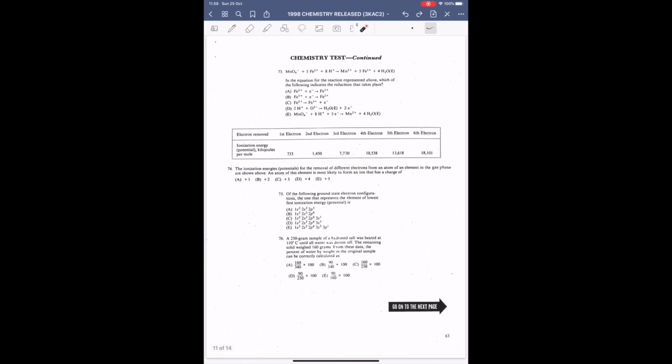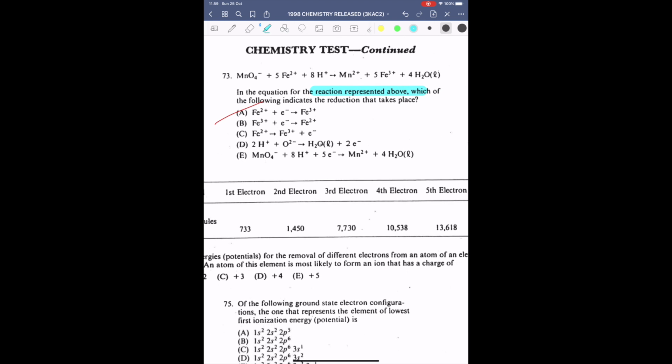Moving on to number 73. Number 73, we're looking for a reduction reaction. So let's see. Number 1 is basically counterintuitive, because if you add an electron to Fe2+, it should be Fe+, not Fe3+. That's incorrect. B. Okay, B, you add an electron and that turns into Fe2+, and gaining an electron is indeed a reduction, but here it's looking for the reduction that happens in the reaction represented above. And in the reaction represented above, there's no part that says Fe3+ plus an electron turns into Fe2+. It's actually the other way around, so this is also incorrect.